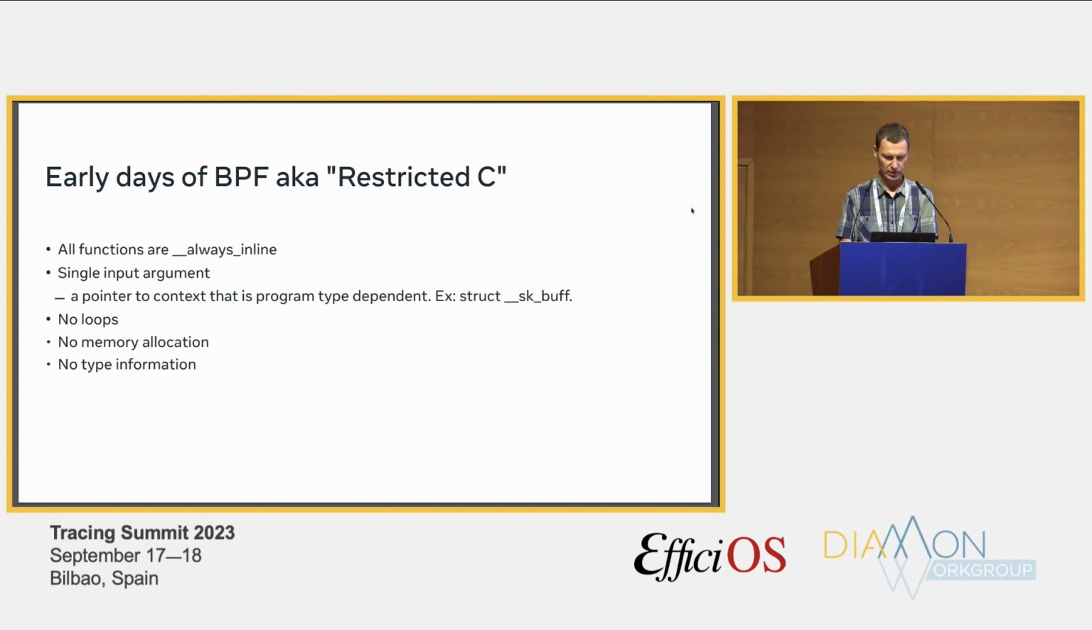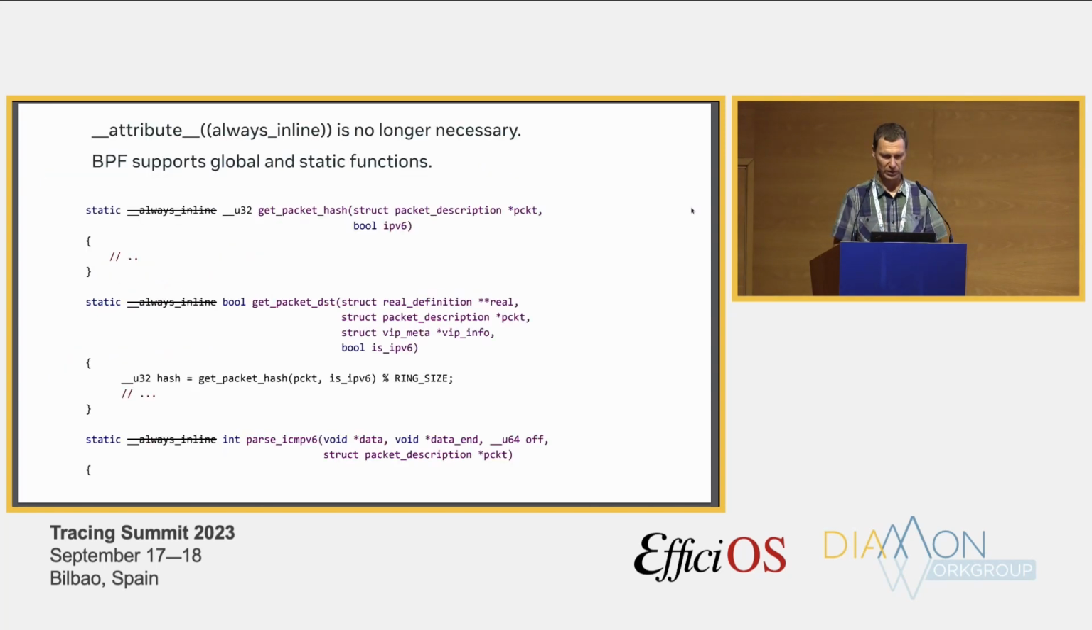Quickly about restricted C. Like 10 years ago when we all started, BPF was one program. That's why it was called a BPF program. Then we introduced sub-programs, and earlier, all programs had to be always inline. When you write in C, you would have to specify always_inline to force the compiler to collapse all of this function into one giant function. And that obviously didn't scale that well.